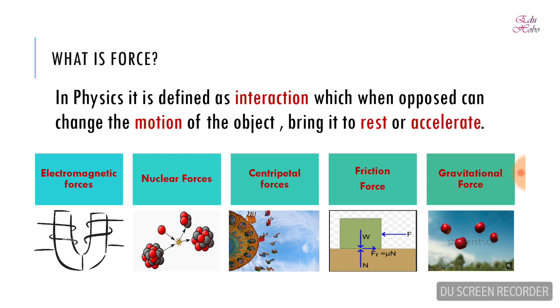People riding a merry-go-round experience a force that makes a body follow a circular path. This force is centripetal force. It acts at right angles to the direction of motion. The force of friction is a force that opposes the motion of two solid surfaces in contact. It always acts opposite to the direction of motion.